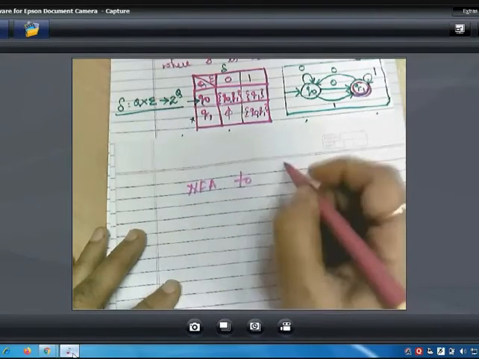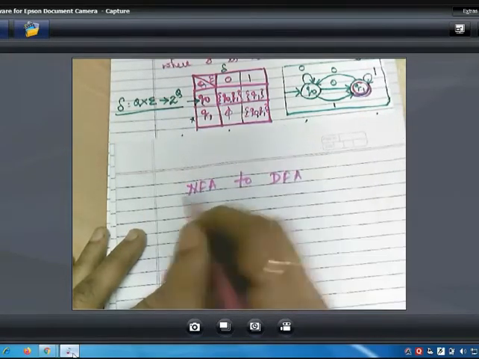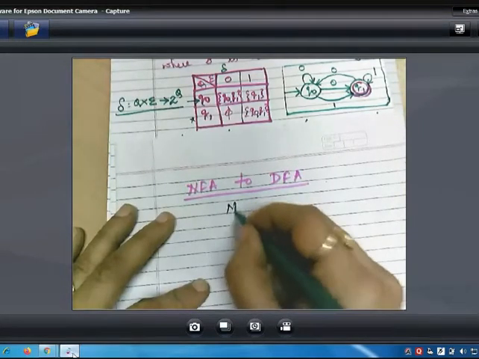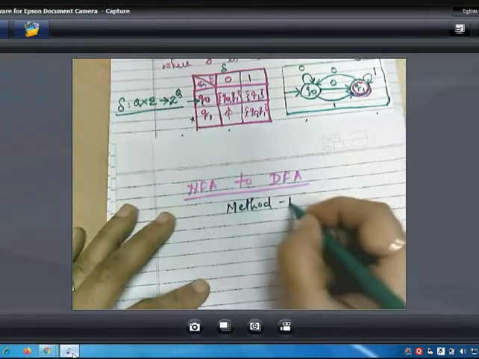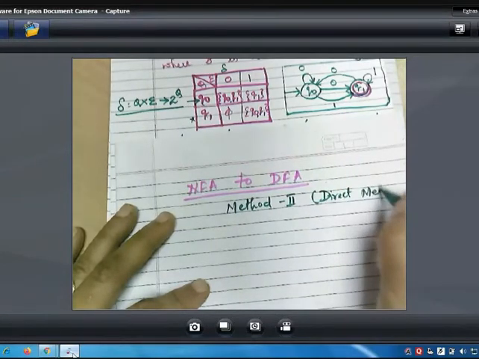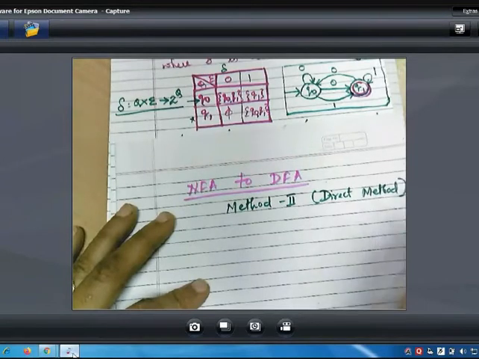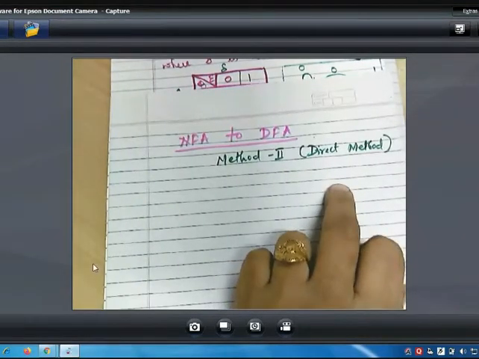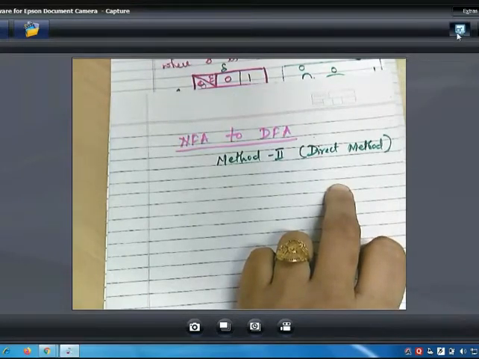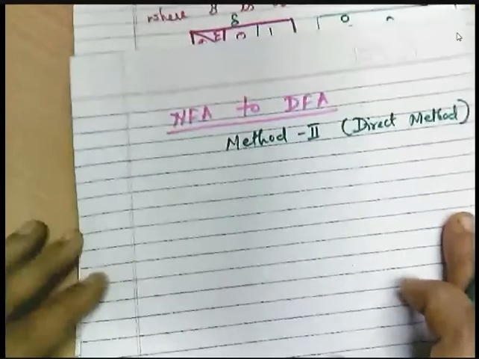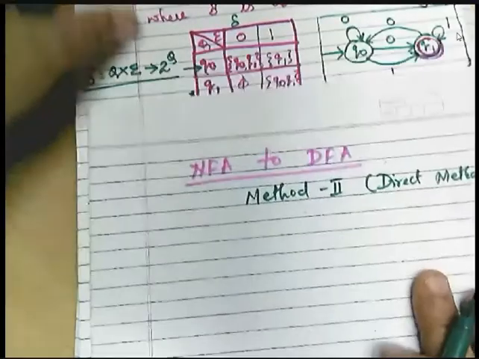NFA to DFA. Method 2 is called the direct method. This can be utilized for confirmation of your work. So this was our machine.